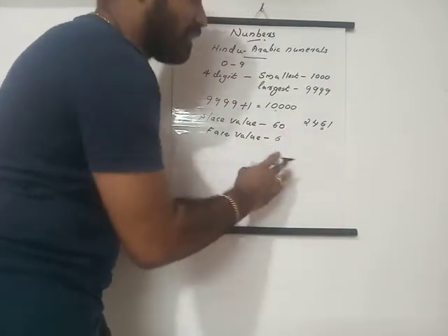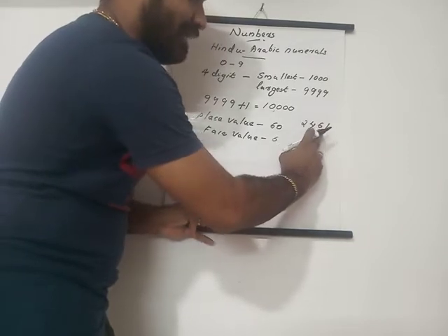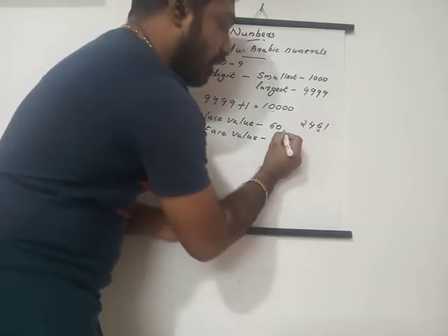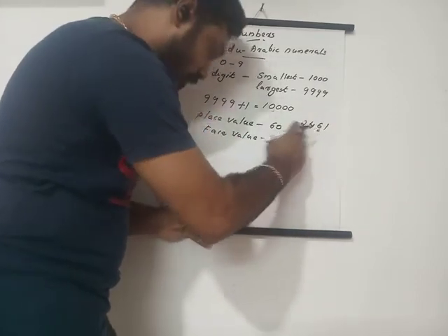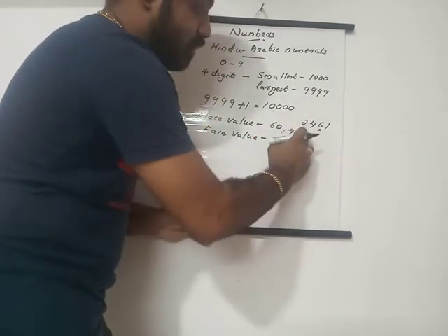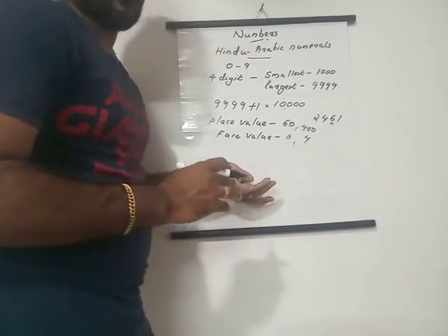Let's take another example. The place value of 4 in this number is 1, 10, 100, that means 400. Here 400 is the place value of the digit 4, but the face value is simply 4. That is the difference between place value and face value.